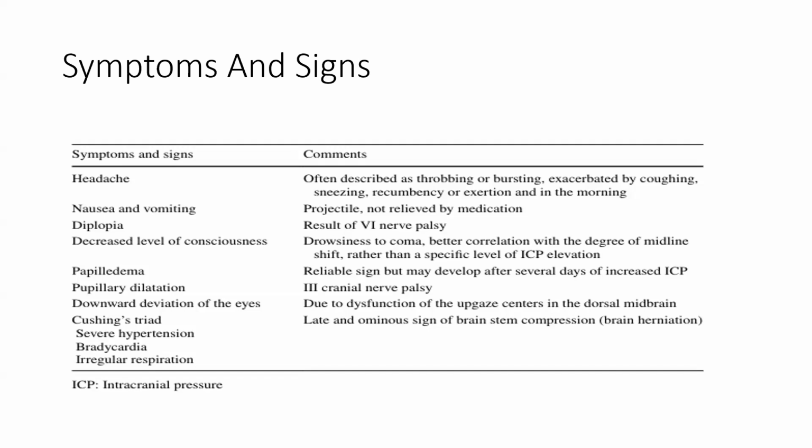Diplopia will occur because of sixth nerve palsy. Decreased level of consciousness ranges from drowsiness to coma. Then papilledema is a reliable sign which may develop after several days of increased ICP. Pupillary dilatation is the result of third cranial nerve palsy. Downward deviation of the eyes is due to dysfunction of the upward gaze center in the dorsal midbrain.